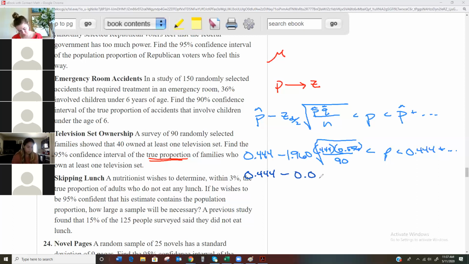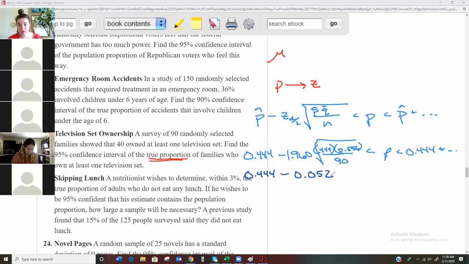What'd you guys get here for your margin of error? 0.103. Before you subtracted. Oh. You guys get 0.053? No, 0.052. Were you guys getting that? No. No? I was getting the 0.103. I think that's too high.